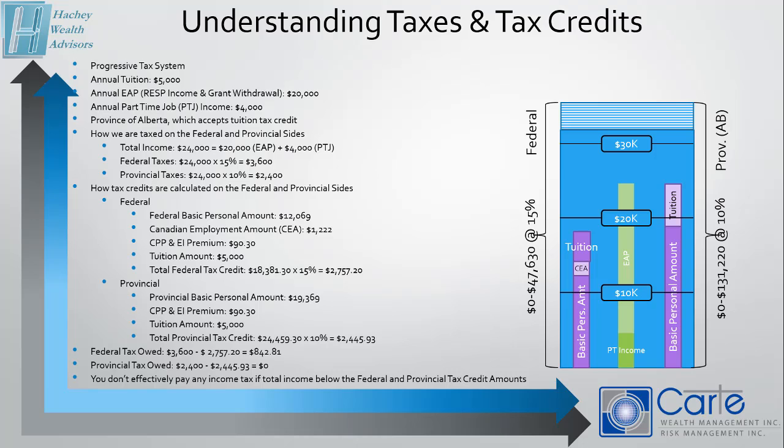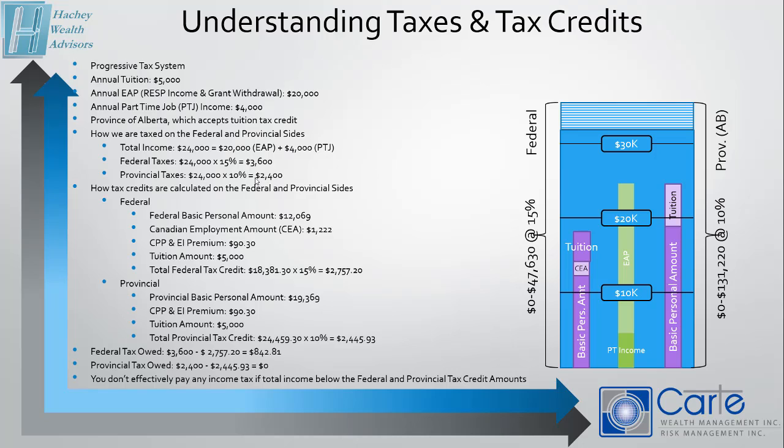Income made above $131,000 is taxed at a higher percentage. So let's assume that your student has a part-time income of $4,000 and received an EAP for $20,000, giving a total income of $24,000. He or she would owe $24,000 times 15%, meaning $3,600 in federal taxes, and would owe $24,000 times 10%, meaning $2,400 in provincial taxes.